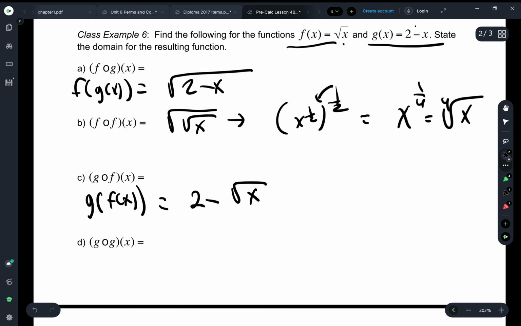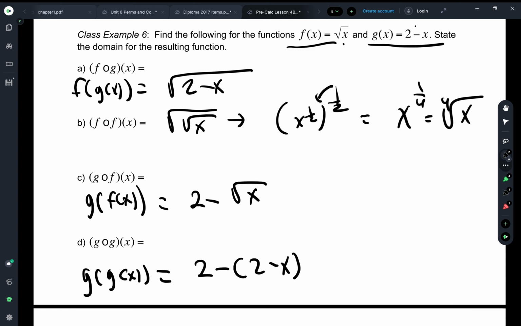And g of g, putting it into itself, so it'd be 2 minus x, like that. So you'll see the 2's actually cancel this way, and minus x is just x when you simplify that one. It's kind of nice.